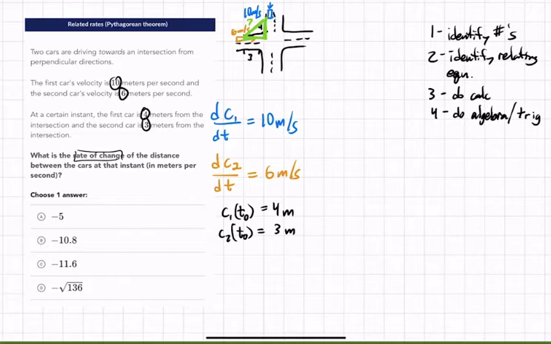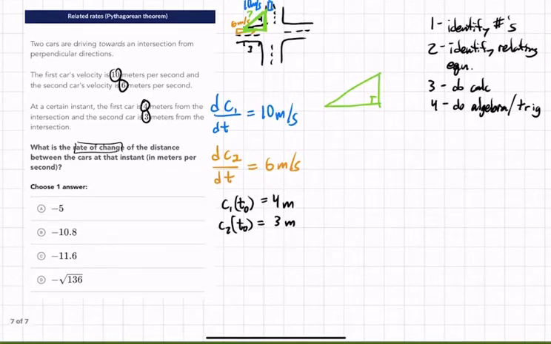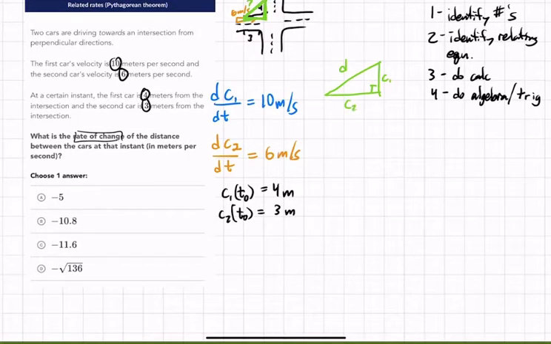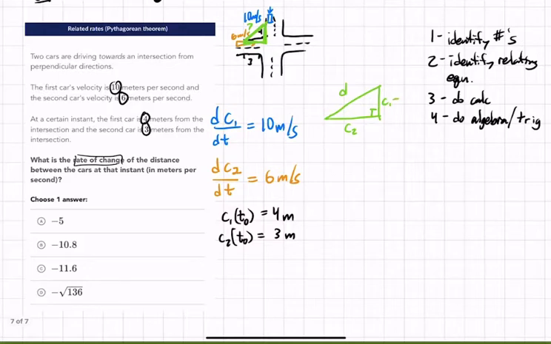Let me draw that triangle really quick. That's essentially what we're using here. We have the distance, I'm just going to say D for that one. This is C sub 1 and this is C sub 2. We know right now at this instant that C sub 1 is 4 and C sub 2 is 3. We don't know this D. We can find it, but we don't know that distance right now. This car is driving this way, and this car over here is driving this way. So what's happening to these numbers right here? These numbers are getting smaller.